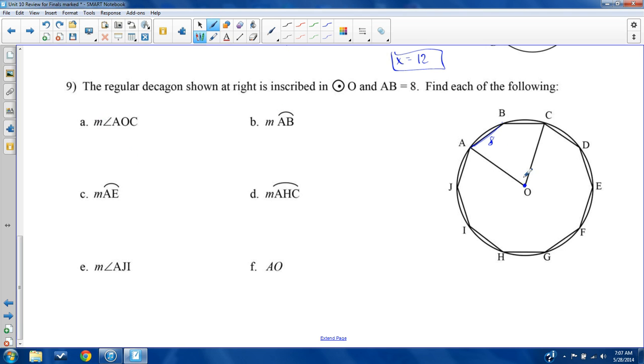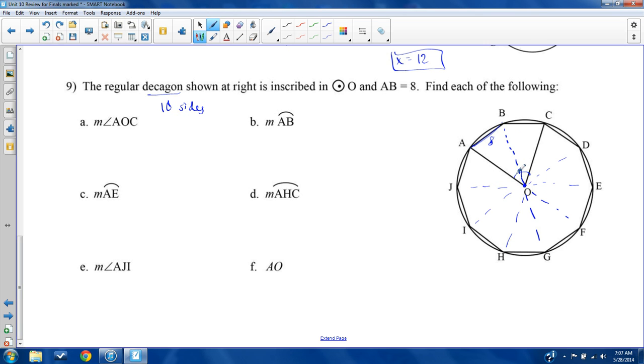Measure of angle AOC, the central angle right here. Now it's not going to be all dependent on 8 right here. It's more dependent on the circle. Think about this circle and the decagon. These are radii being drawn to the decagon's vertices. So I want to look at all these central angles right here. Now there are 10 of them because a decagon has 10 sides.